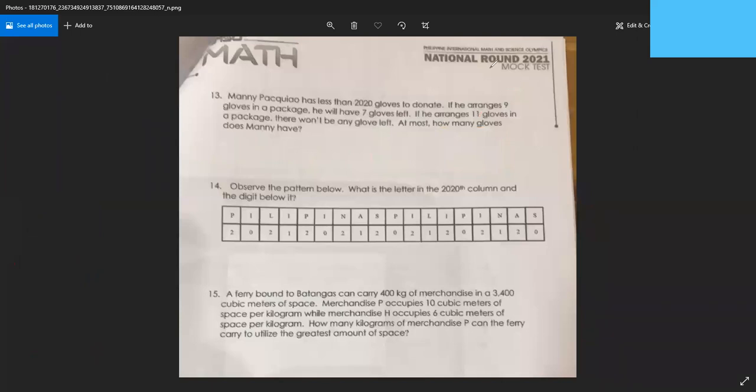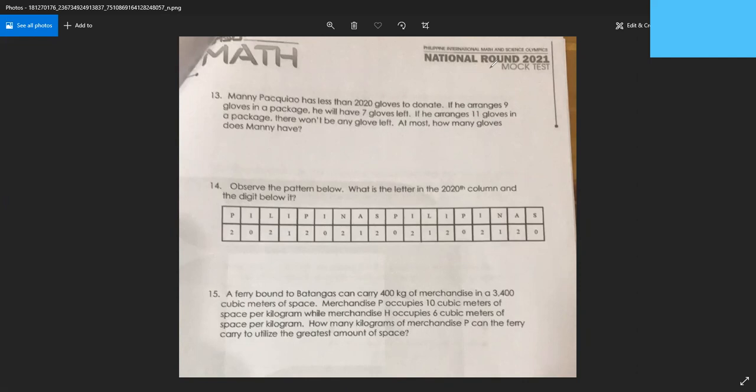Now, number 15. Number 15 is somehow easy. If we want to maximize something, this is very common in calculus or in grade 9 math, we make sure that the shape is a square. It means that the two numbers must be equal.